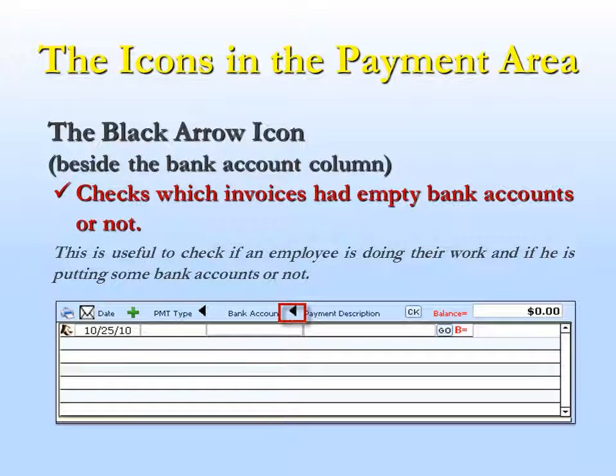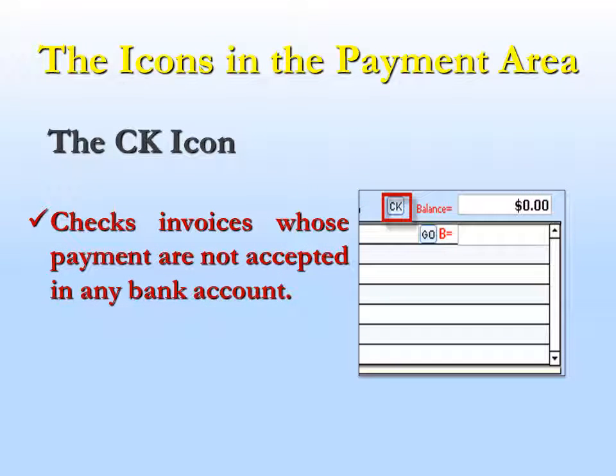The black arrow beside the bank account column checks which invoices had empty bank accounts or not. This is useful to check if an employee is doing their work and if he is putting some bank accounts or not. The CK icon. This checks invoices whose payments are not accepted in any bank account.